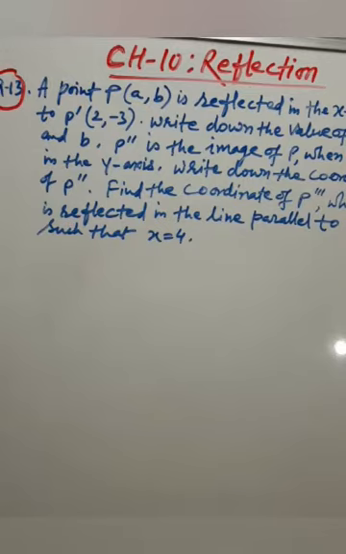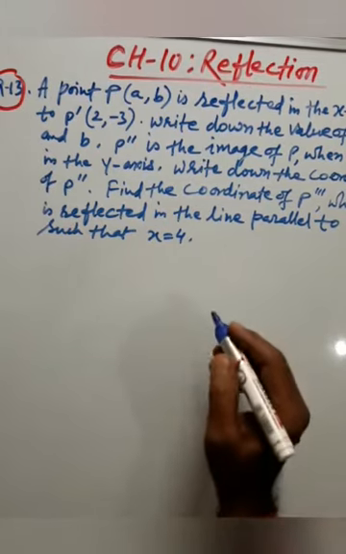Let us solve question number 13. In question number 13, it is given a point A, point P, AB is reflected in the x axis to P dash 2 and minus 3. So let us draw the x axis and y axis.